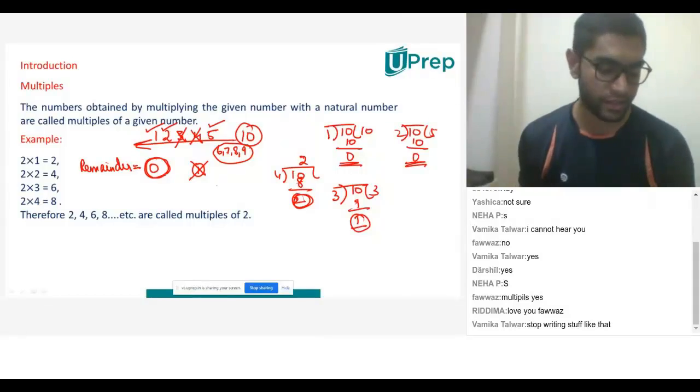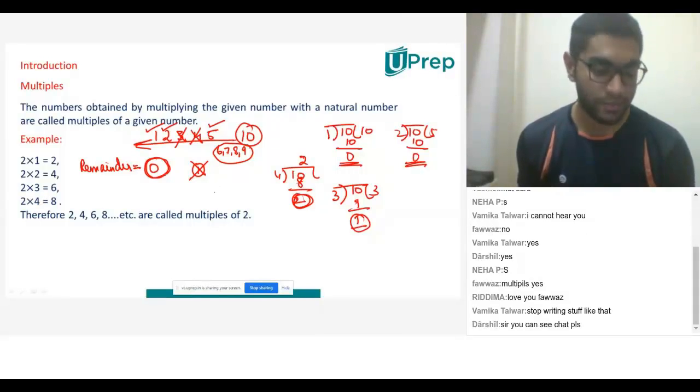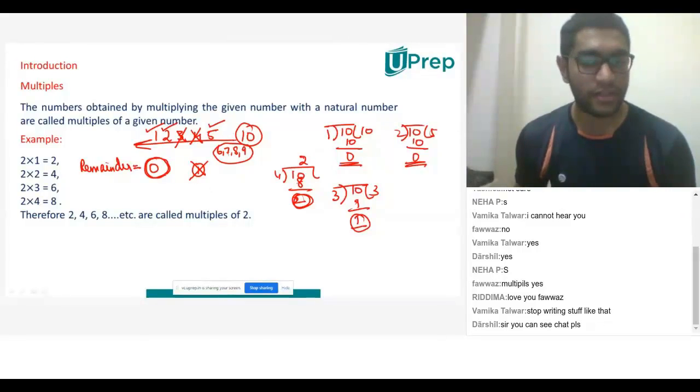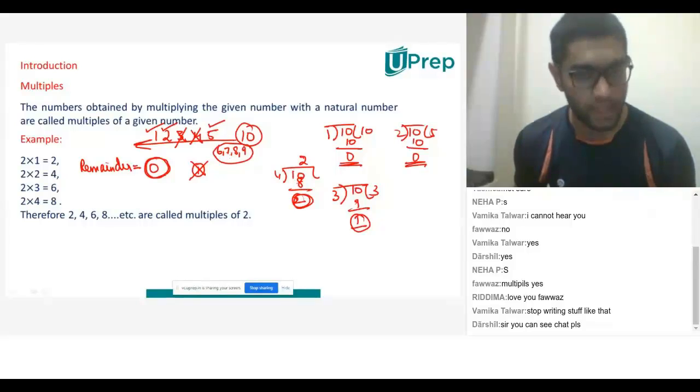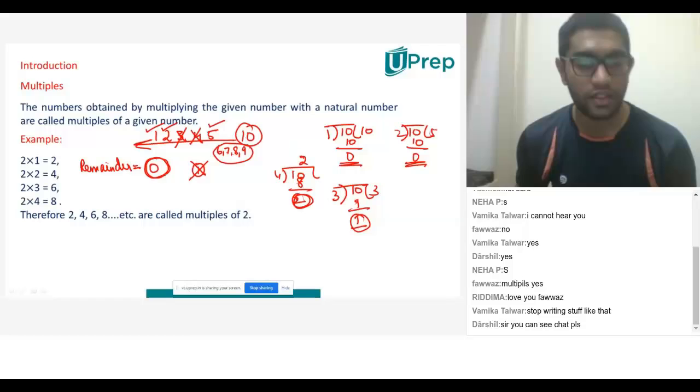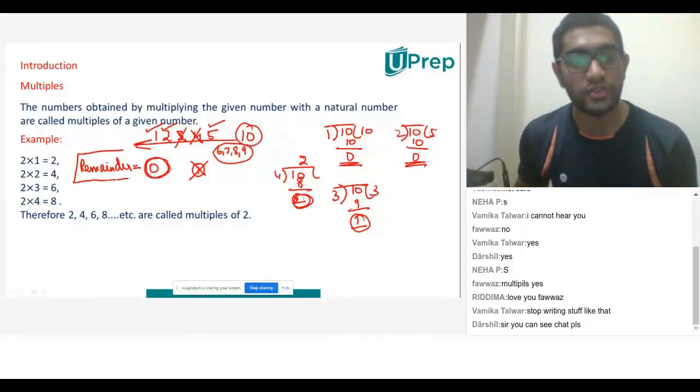10 divided by 6 is going to give me a remainder 4, right? 10 divided by 7 gives me a remainder 3. 10 divided by 8 gives me a remainder 2. What is the condition? We have to get the remainder 0.